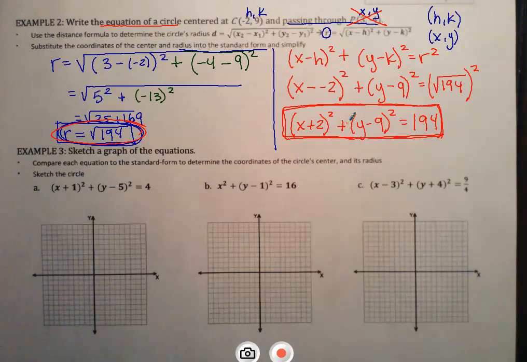Now in example 3, we get to sketch a graph of the equations. So that's kind of fun. In order to sketch them, we need to compare each equation to the standard form to determine the coordinates of the circle's center and its radius. And then we sketch it. So let's look at the first one. We need the center.